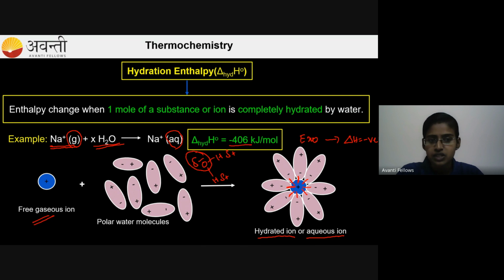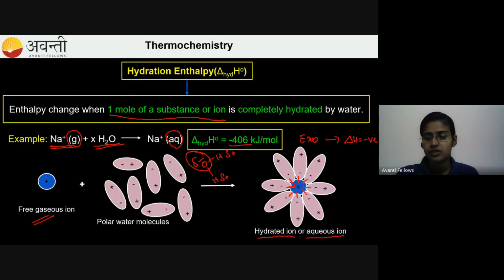So the enthalpy change when 1 mole of the ion is completely hydrated, completely surrounded by the water molecules, and a bond is formed between the water molecule and the ion. Since bond formation is exothermic in nature, the delta H value will be negative. So this is hydration enthalpy. Any doubt from this? Shall we move on to the next topic? So this is about the lattice energy and hydration energy.